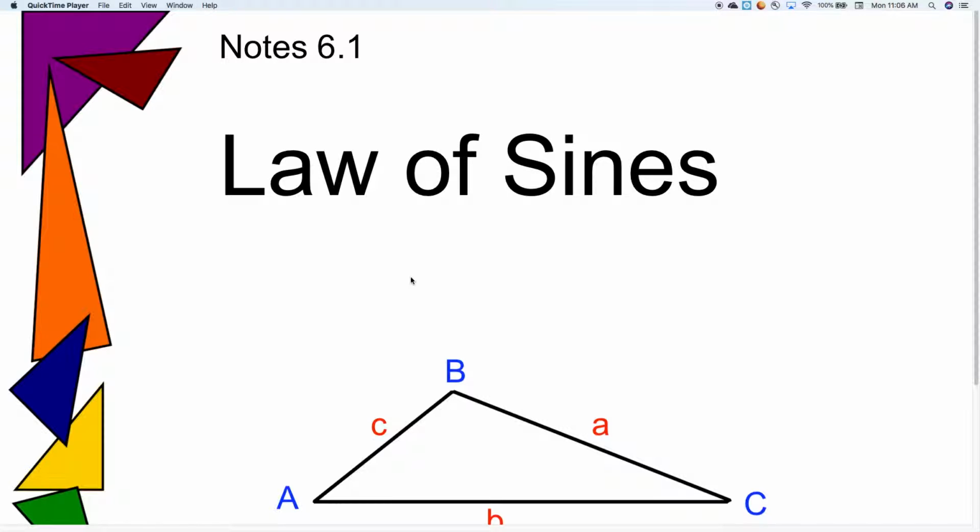So this is day 1 of 6.1, and we're just going to be talking about basic work with law of sines. We're also going to be doing an area formula for area of a triangle. But tomorrow is going to be a really important day.